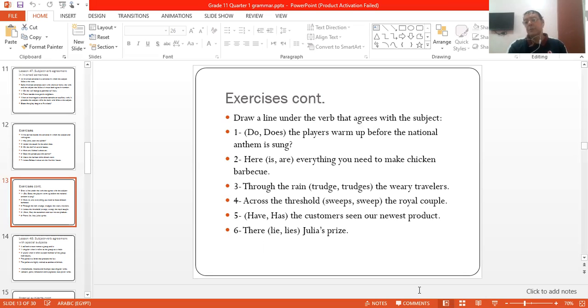So there can be used with both plural and singular verbs and subjects, but it depends on what comes after here or after there. We should make the verb and the subject agree. If the subject is plural, the verb should be plural. If the subject is singular, the verb should be singular.